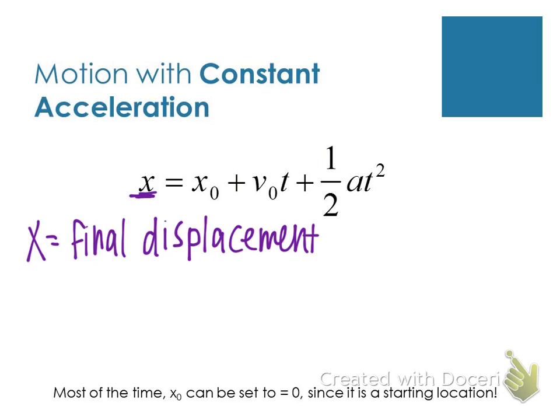And we know that since it's x, it's going to be horizontal or vertical? Horizontal. Okay, we haven't gotten to vertical problems yet, but when we start dealing with vertical, your book will start calling this a y instead. Okay, but final displacement would be in meters. That means x sub o would be initial displacement or initial position.